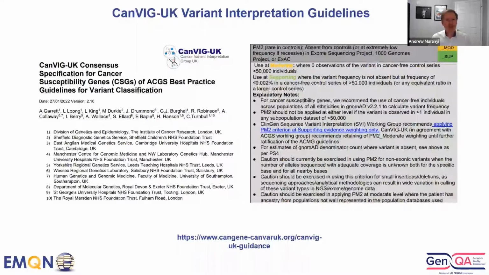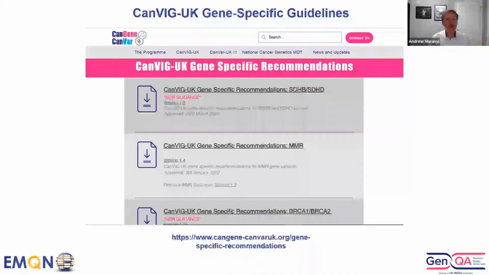These guidelines are very useful because they took out a lot of the guesswork, as did the ClinGen gene-specific guidelines, but they established exactly what would constitute, for example for PM2, how to score when to use PM2. So whether it's 0 or 1 alleles in greater than 50,000 individuals. So they took out a lot of the ambiguity in some of the ACMG guideline recommendations. Next slide, please. CanVIG UK also has several gene-specific guidelines, such as for SDHB, for MMR genes, and for BRCA1 and 2. Next slide, please.